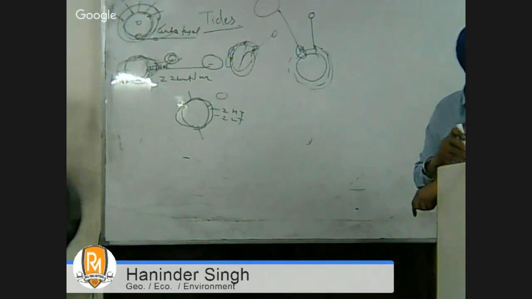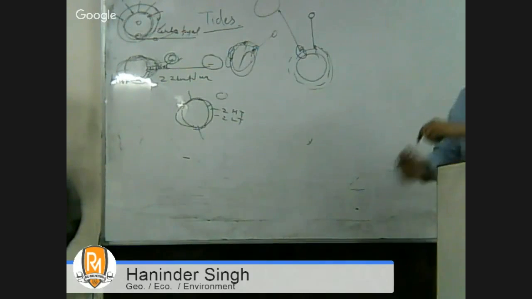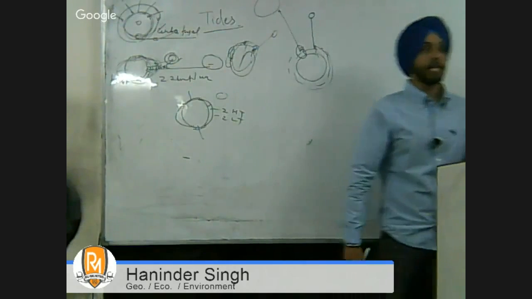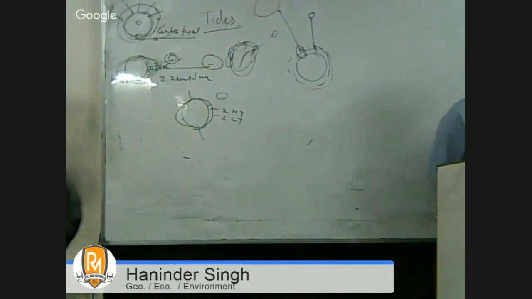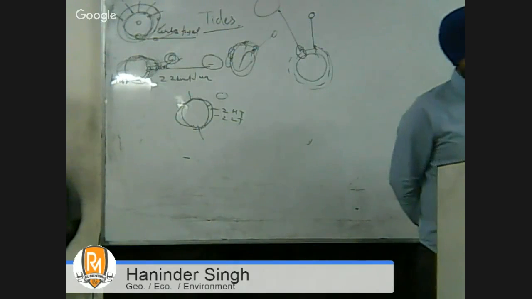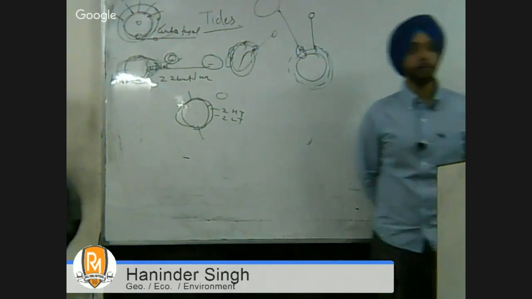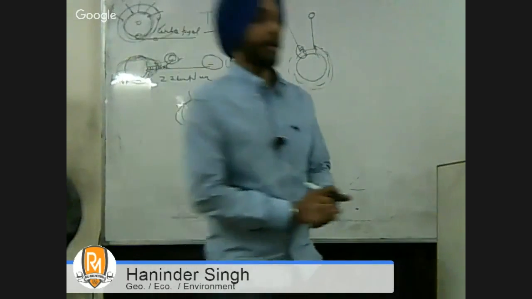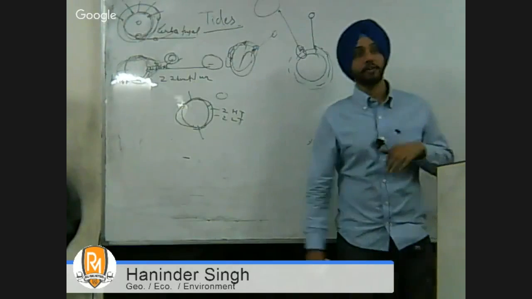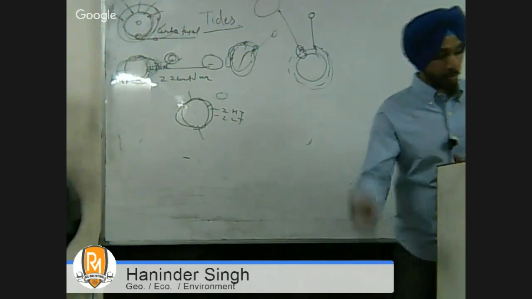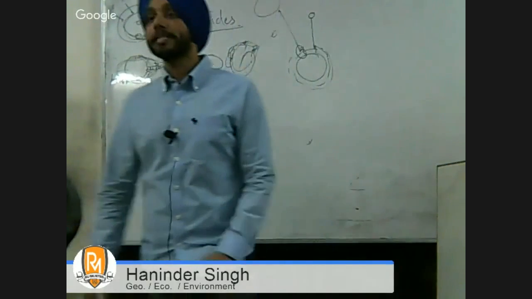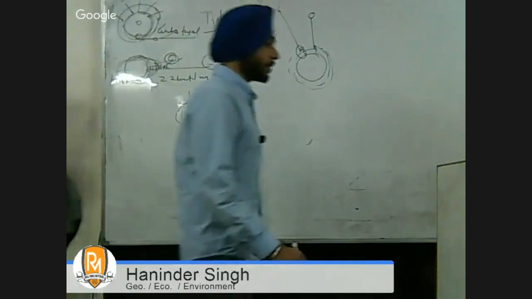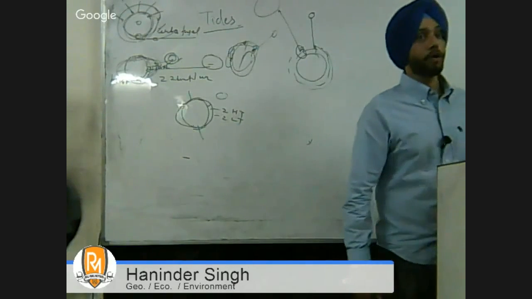Okay, write down tide. Tides, let's write it down. Periodic rise and fall of sea level once or twice a day, due to attraction of sun and moon, and effect of centrifugal force of earth rotation, is called tide.